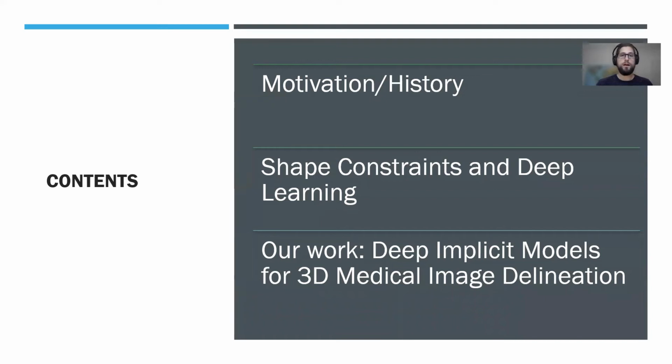I'm going to break down the talk into three main sections. First, I'm going to try to motivate why you want to add anatomical priors to segmentation and some of the history. Then I want to talk about how shape constraints are used and incorporated within deep learning, if at all. And then finally, I think these two sections will motivate enough of our work, which, as I mentioned, was deep implicit models for 3D medical image delineation.